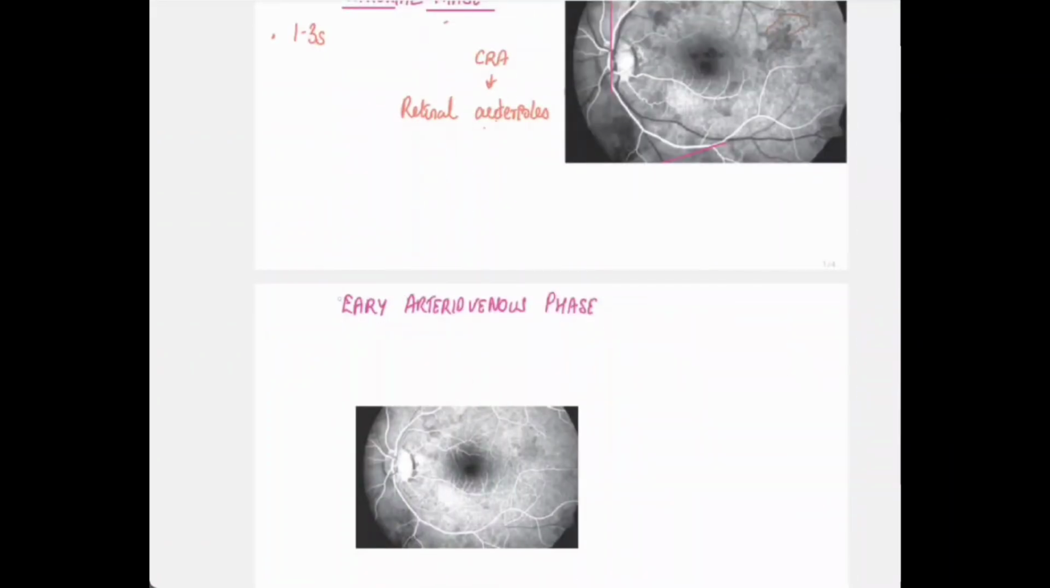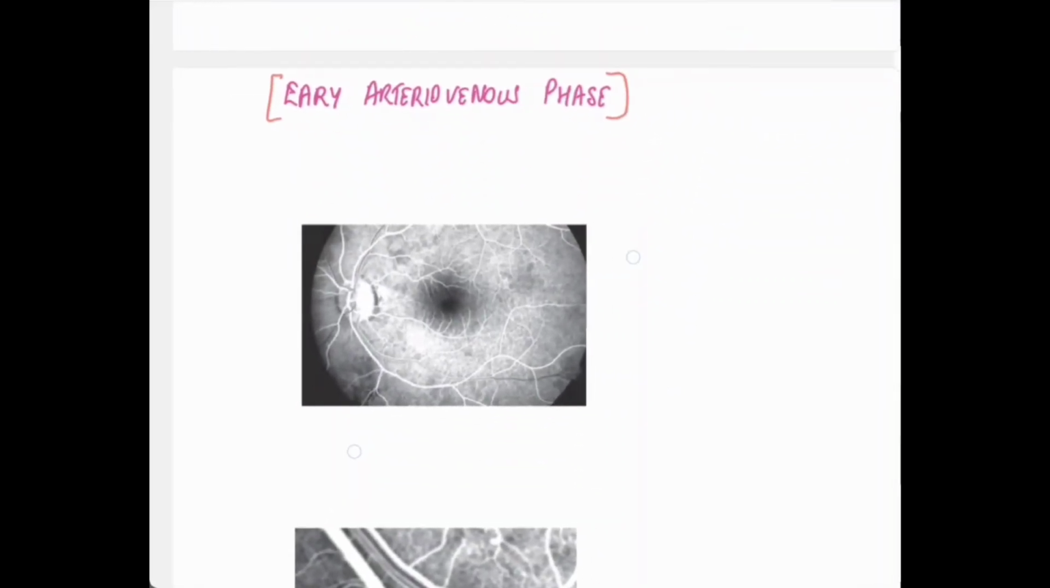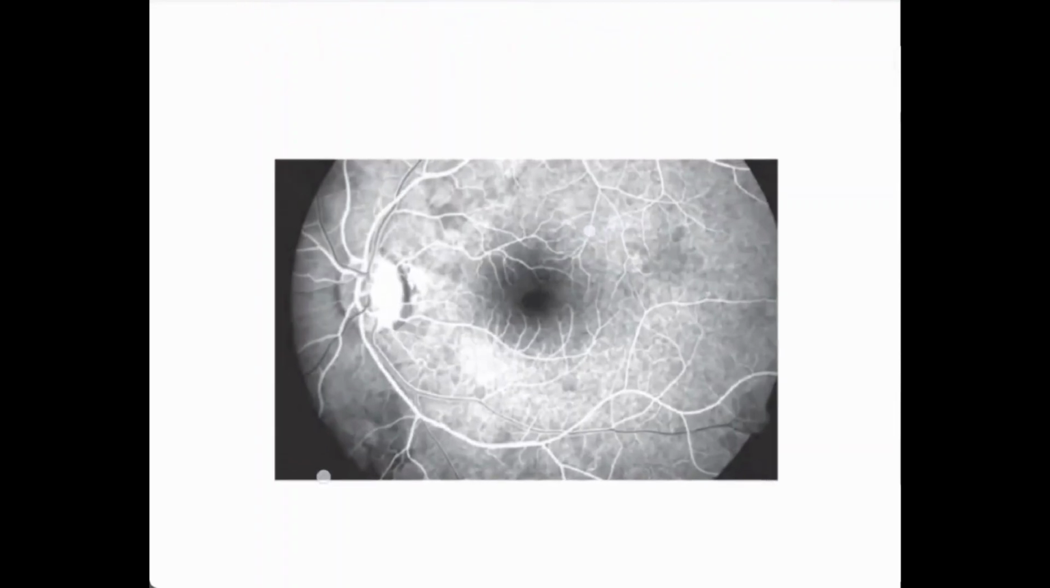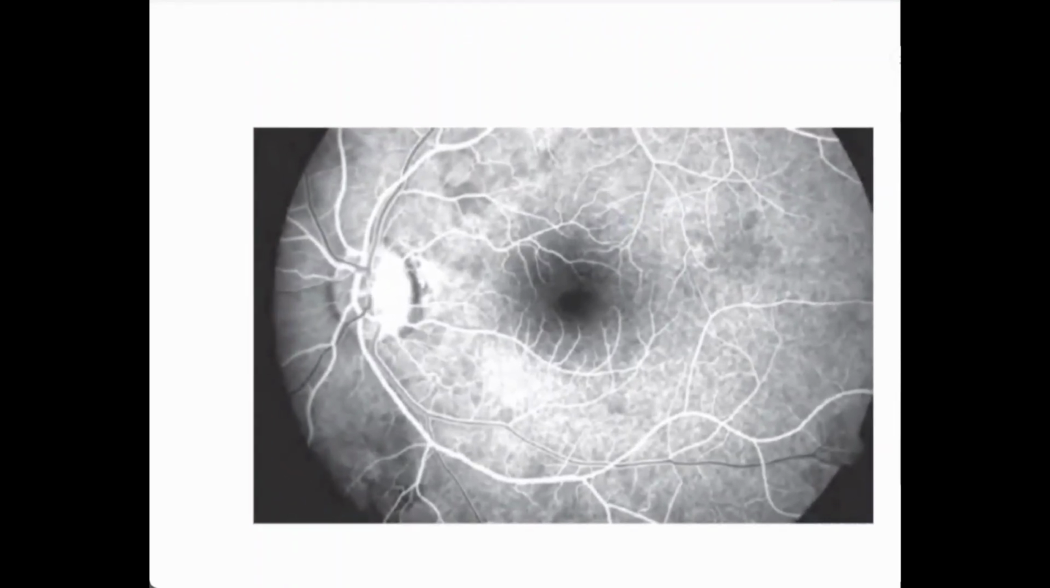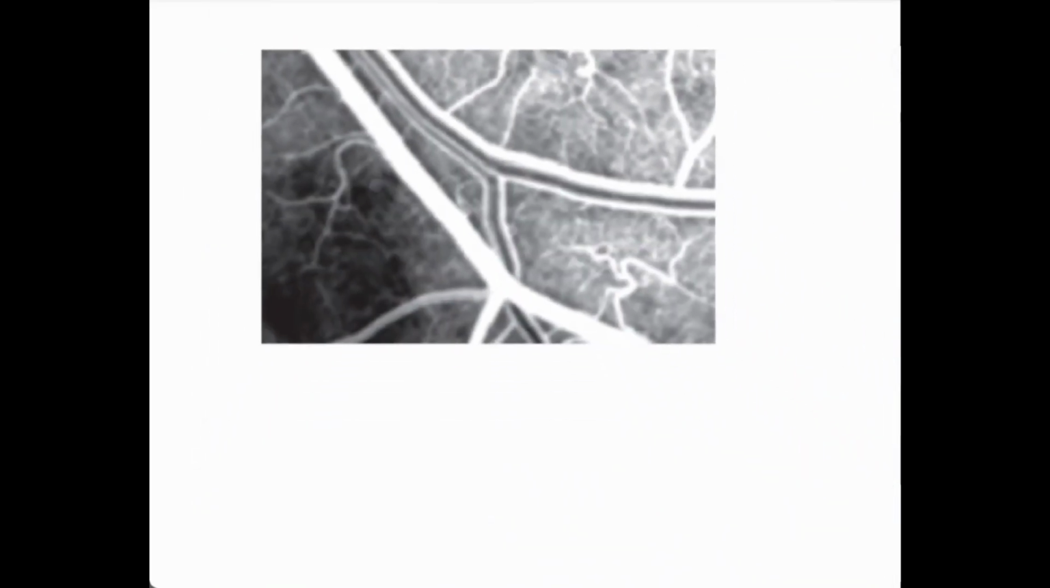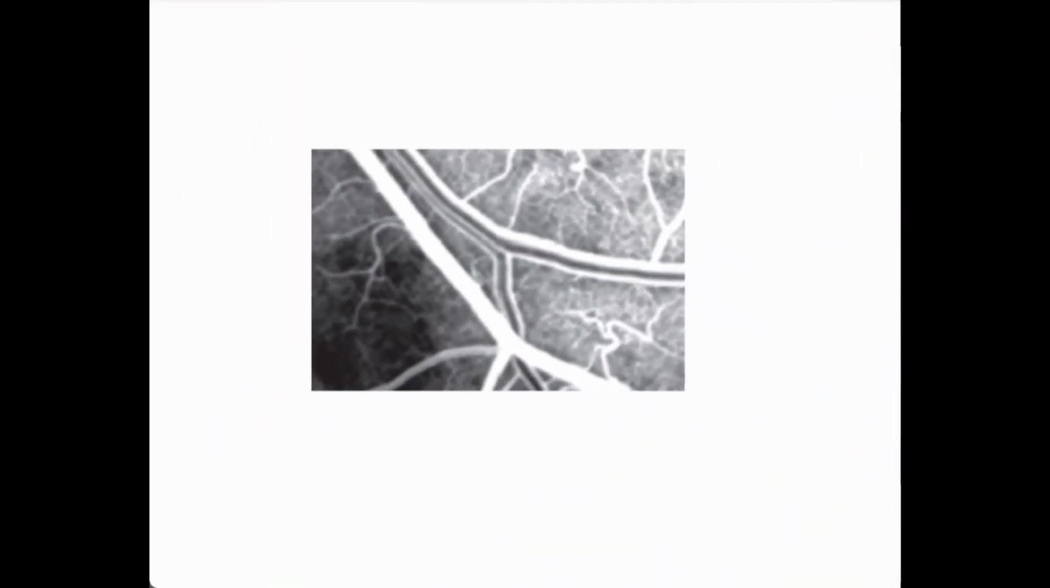Early arteriovenous phase. The fluorescein dye from the smaller venules enters the veins along their walls, resulting in a laminar flow of the dye in the vein. As the vascular flow is faster in the center of the vessel than on its side, the fluorescein dye sticks to the walls of the vein, another contributing factor for laminar flow.